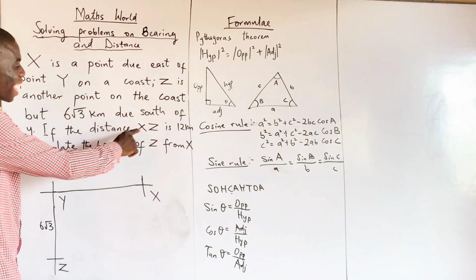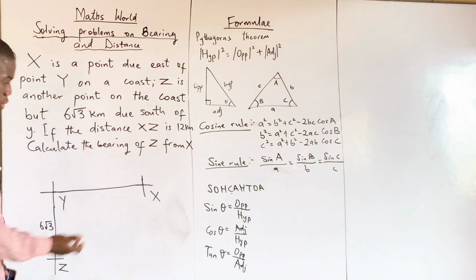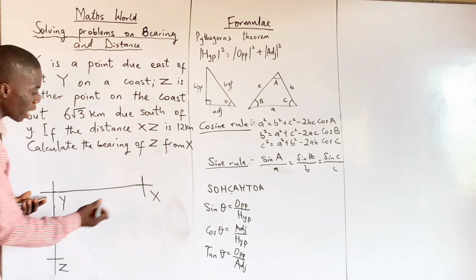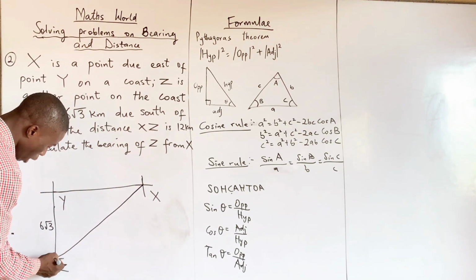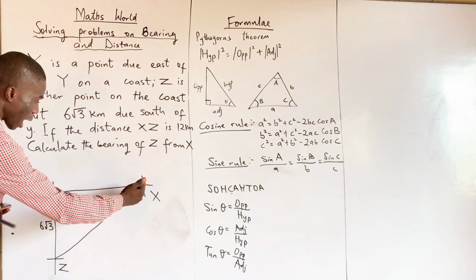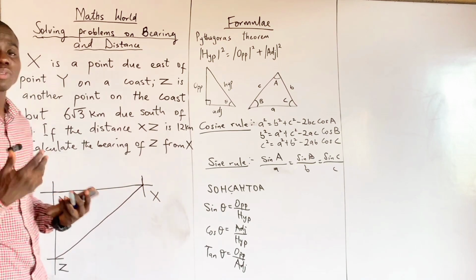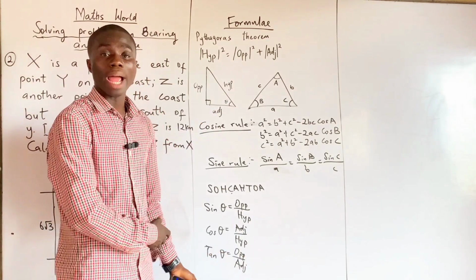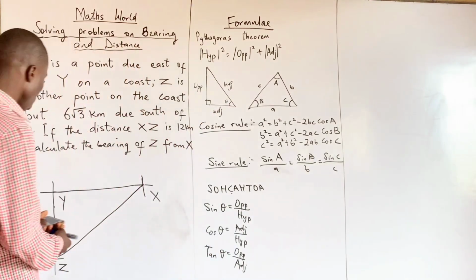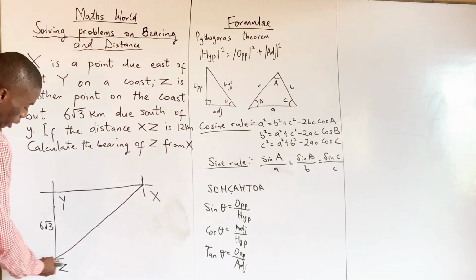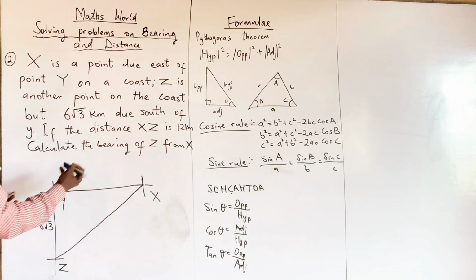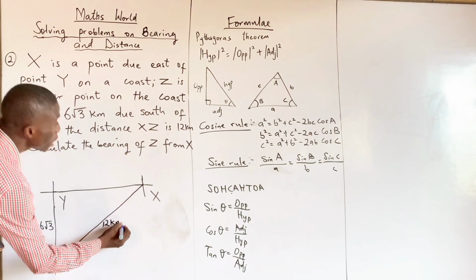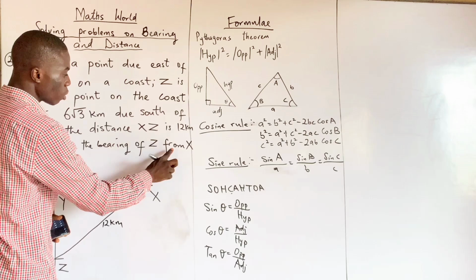So the distance XZ, where is XZ? X and Z, oh, we have not joined them together. That is where you take your ruler from this point to this point, and you will find a line. You just join them together. So when you join them together, this is now the line XZ. Remember I told you it will always form a triangle. It can either be a right angle triangle or a normal triangle, maybe isosceles, scalene, whatever it is. So XZ is on this side. They said XZ is 12 kilometers. So the distance here is what? 12 kilometers. Calculate the bearing of Z from X.